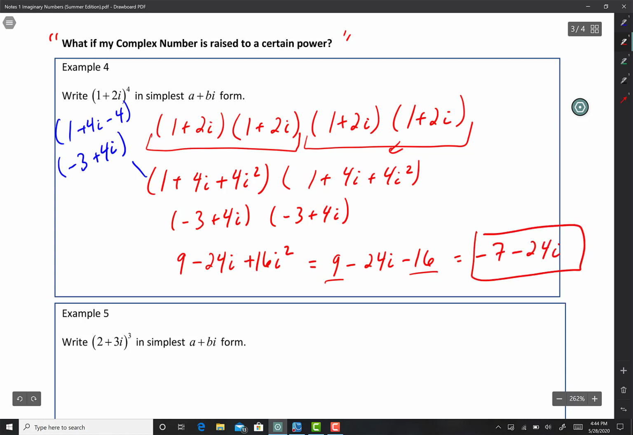And there it is, guys. And we're going to check it with our little calculator here. So what is it? 1 plus 2i to the 4th power.